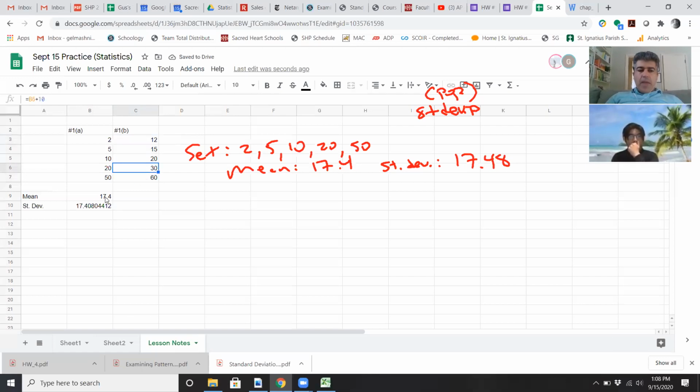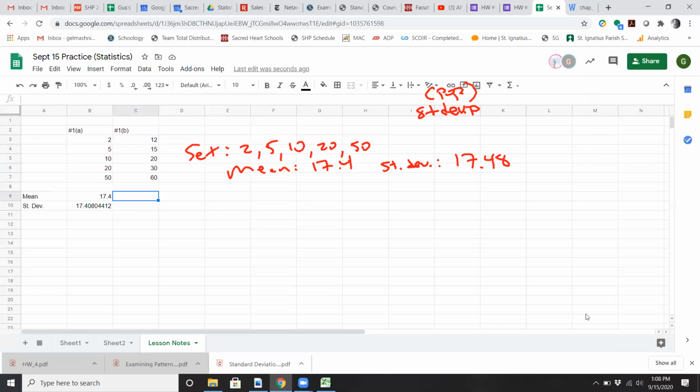Now before I calculate the new mean and the new standard deviation, would anyone like to tell me what they think the new mean is going to be? I simply added 10 to each number. The previous mean is 17.4. What do you think the new mean is going to be if I added 10 to each number? Anyone can chime in. It's okay if you're wrong. I'll help you out. 27.